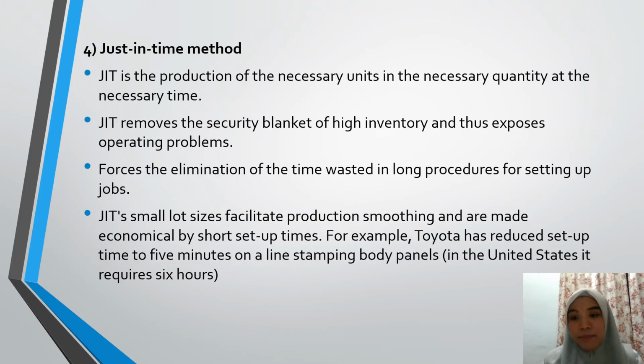Next, the just-in-time method. JIT is the production of the necessary unit in the necessary quantity at the necessary time. JIT removes the security blanket of high inventory that exposes operating problems. For example, JIT small lot sizes facilitate production smoothing and are made economical by short setup times. For example, Toyota has reduced setup time to 5 minutes on a line stamping body panels.